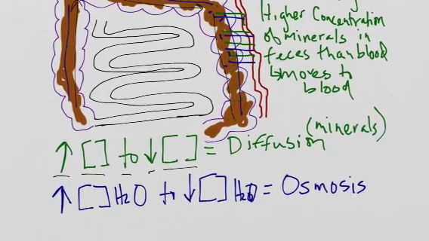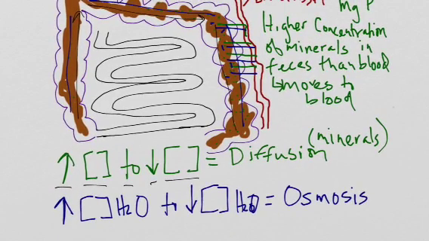So in the world of solutions, this passive movement, if it's anything other than water, so whether it's gases or, like in the case of the digestive system, minerals, this is called diffusion, where we go from an area of high concentration to low concentration. And when we have water moving, the same premise is true in that water is going from an area where there is a large concentration of it to an area where there's a small concentration of it. And that is called osmosis.